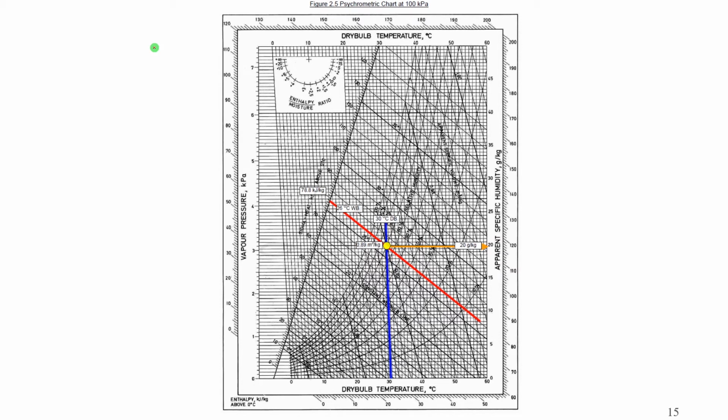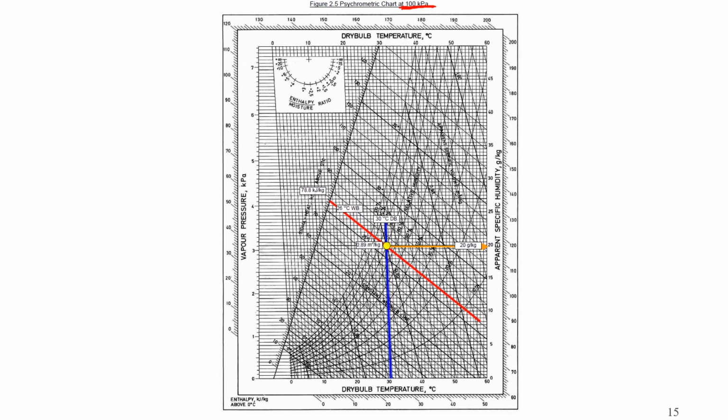Yes, they are absolute pressure, wet bulb temperature, and dry bulb temperature. The psychrometric chart is made for a specific absolute pressure. This chart is for 100 kilopascal of pressure. Once the absolute pressure of air is known, make sure you use the corresponding psychrometric chart for that pressure.